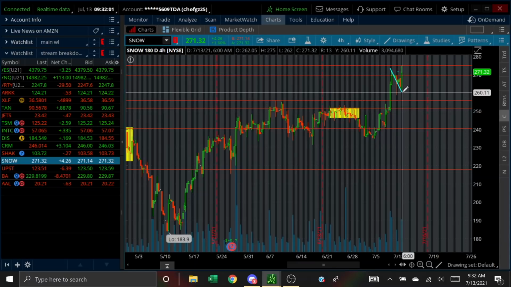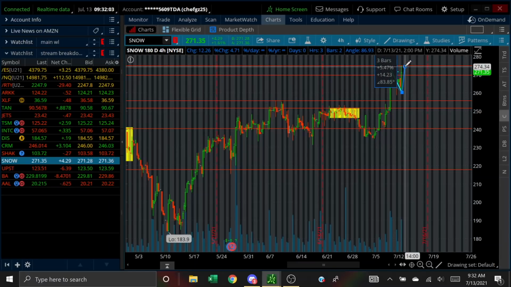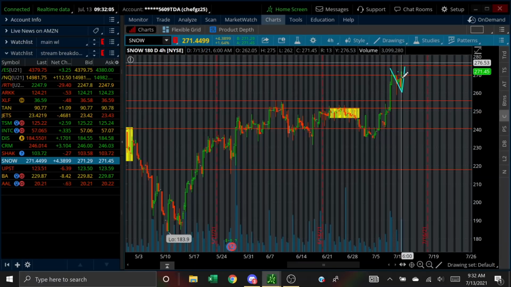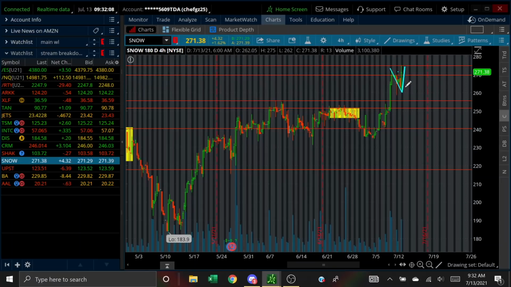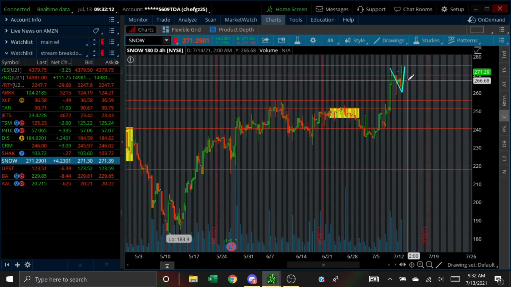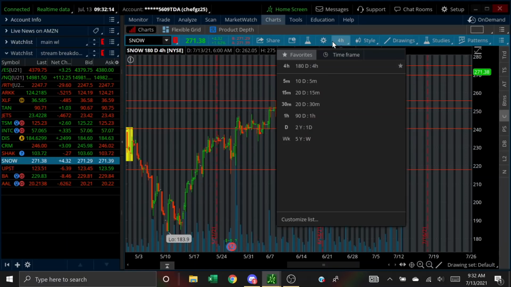We got that pullback, right? And then today, green. I was able to trade SNOW today for a good percentage. Made my account go green on this trade, which was pretty awesome. And guess where I took profit? Okay, going on a smaller time frame.